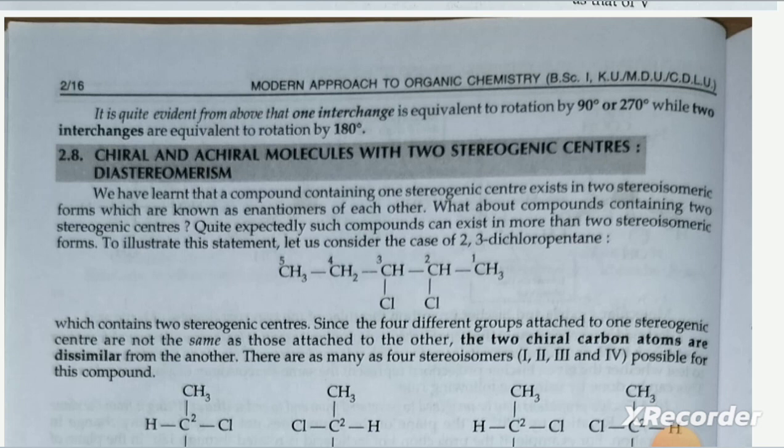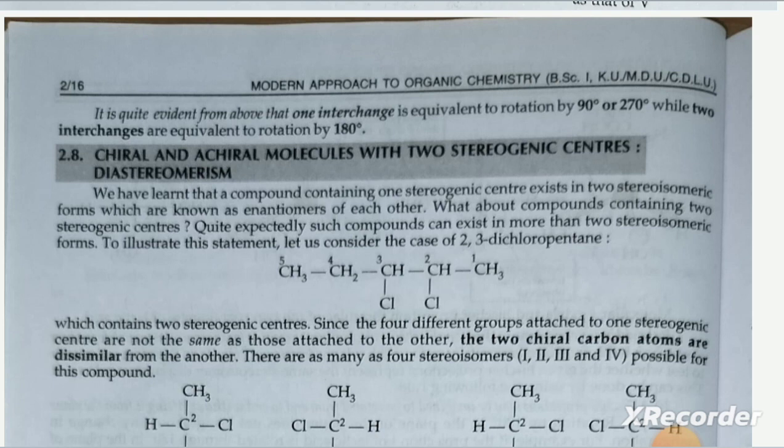Chiral and achiral molecules with two stereogenic centers, diastereoisomerism. We have learned that a compound containing one stereogenic center exists in two stereoisomeric forms which are known as enantiomers of each other. What about compounds containing two stereogenic centers? Quite expectedly, such compounds can exist in more than two stereoisomeric forms. To illustrate this statement, let us consider the case of 2,3-dichloropentane, which contains two stereogenic centers.